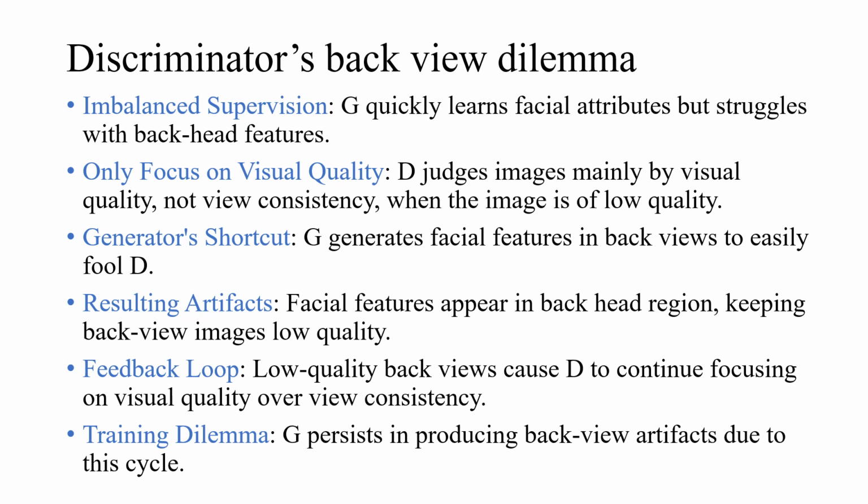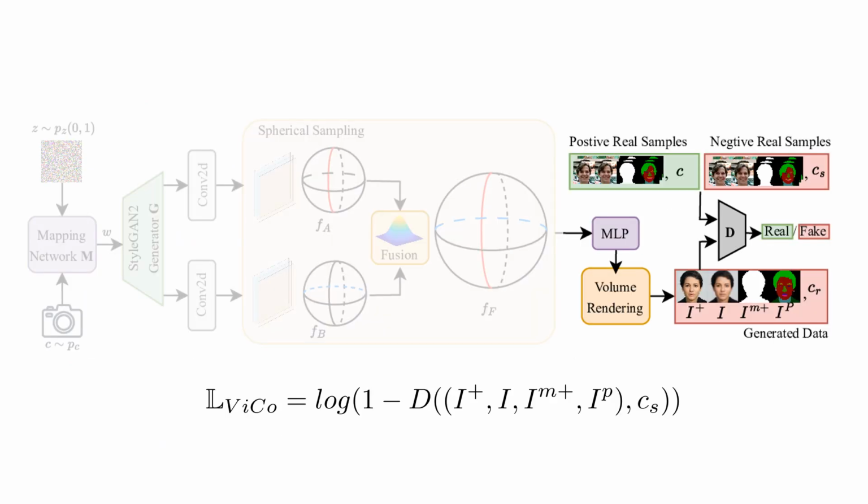fool the discriminator. However, since facial attributes are artifacts in the back view, this keeps the back view synthesis at low quality. This means the discriminator's assessment of the back view remains in the early stages. Thus, it continues to evaluate images based on visual quality rather than their consistency with the view angle. Therefore, the training of the back view faces a dilemma, and the generator keeps producing multiple face artifacts in the back view. To break this dilemma, we propose a novel view-image consistency loss to force the discriminator to consider whether an image is consistent with its view.